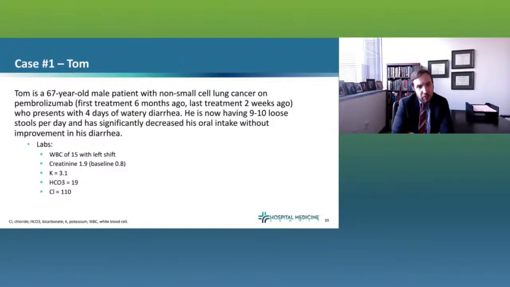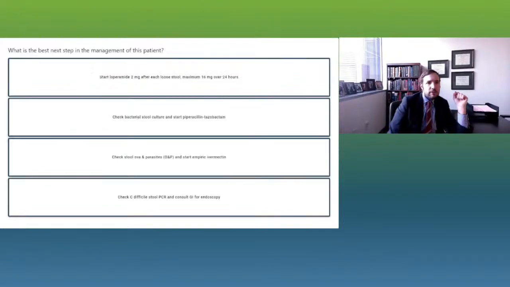So his labs show a little bit of a leukocytosis, white count 15 with a left shift. He has an AKI, his creatinine is 1.9 up from 0.8. Touch of hypokalemia with potassium of 3.1. Touch of acidosis with a bicarbonate of 19 and chloride of 110. So what is the next best step in the management of this patient?